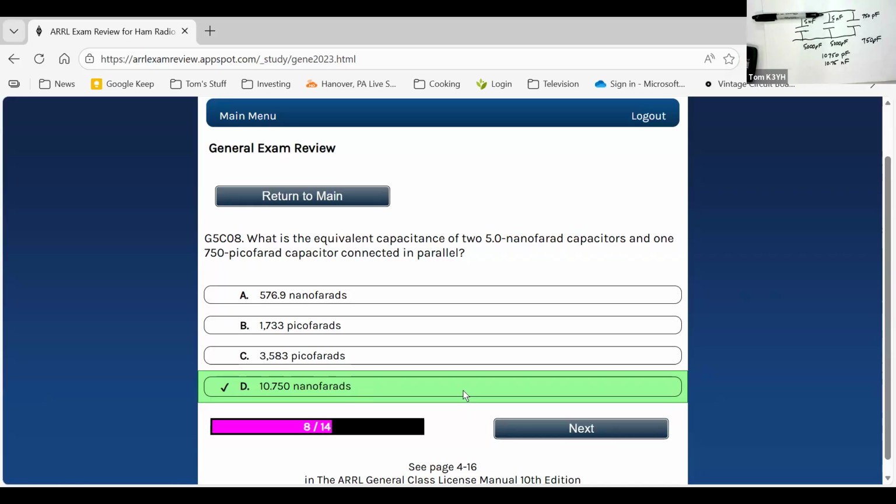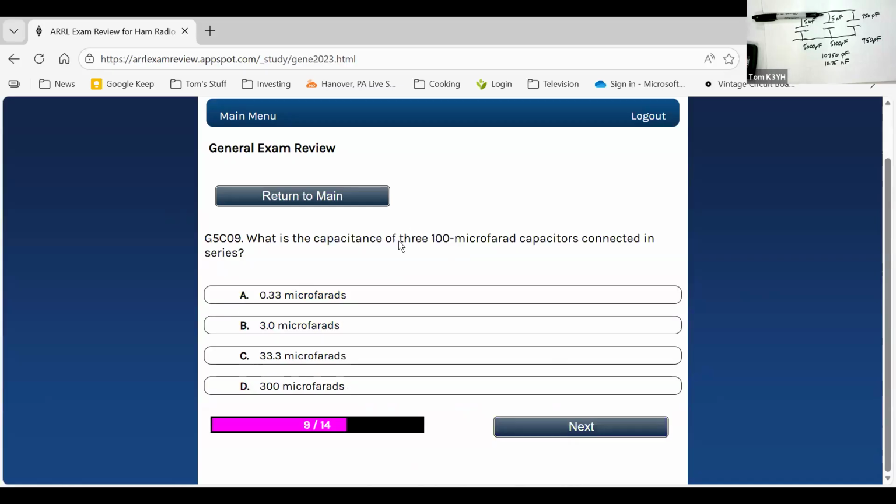Okay, that's 8, right? Yes. All right, so the next one is 9. Aha! 3 100 microfarad capacitors connected in series. So what I just said about parallel being additive, it means that in series you have to do the inverse of the inverse. Okay, so let me get to that.